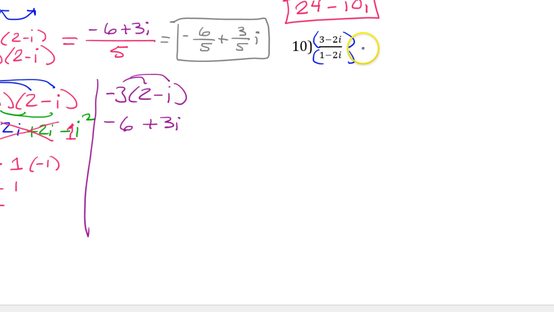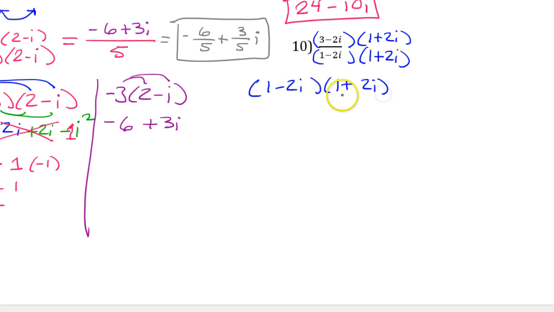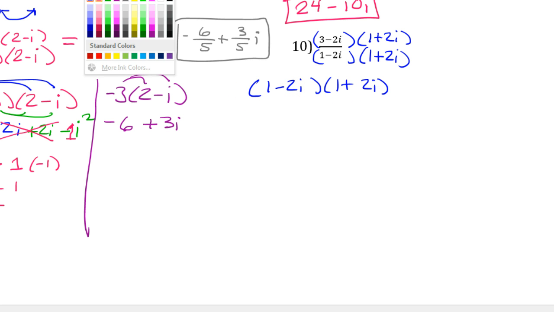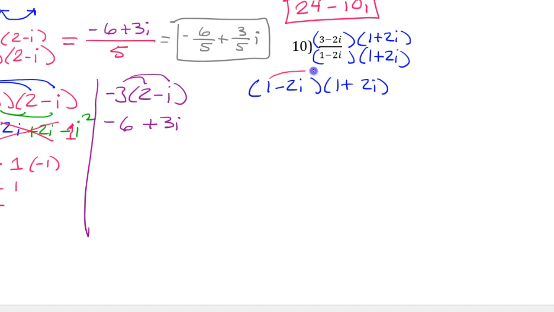Okay, so I'm going to multiply this by 1 plus 2i. And I'll have to do the same thing in the numerator, 1 plus 2i, like this. Now, if I do my 1 minus 2i times 1 plus 2i, if I multiply this all out, I do the 1 times 1 and the 1 times 2i. So 1 times 1 is 1, 1 times 2i is 2i.